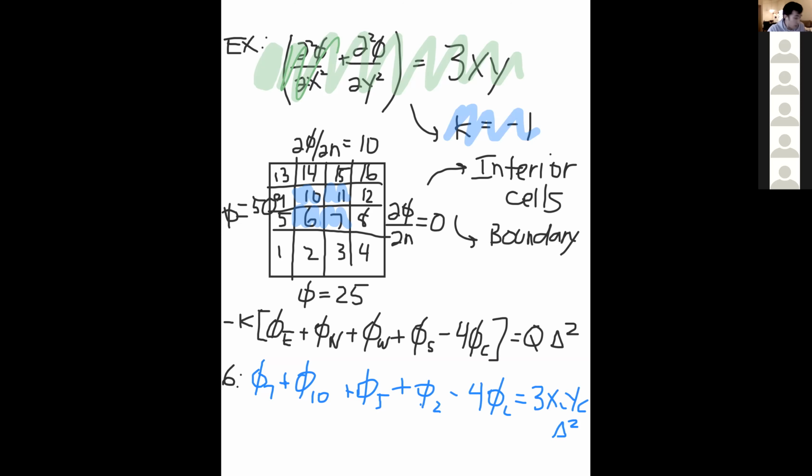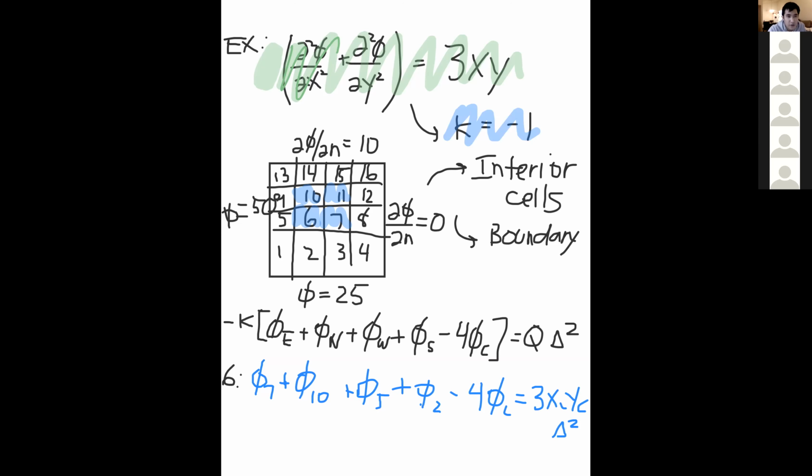Okay. And then we're going to multiply by the source function, which is 3xy. So we have 3 times xc times yc, and then we're going to multiply by the grid spacing squared. So that's basically an example of an interior cell.